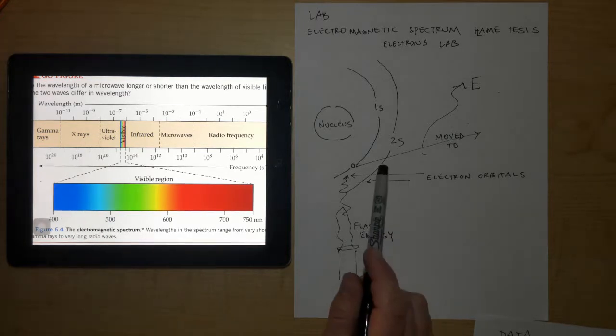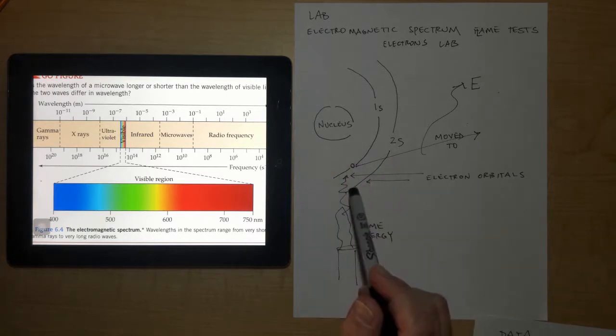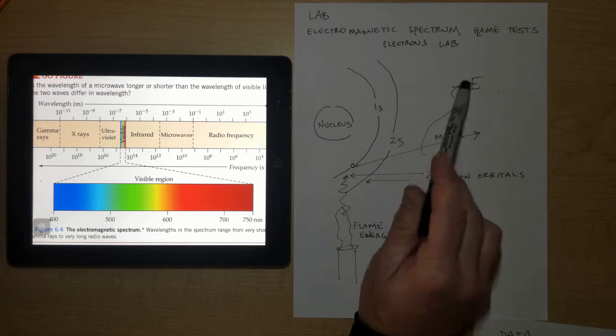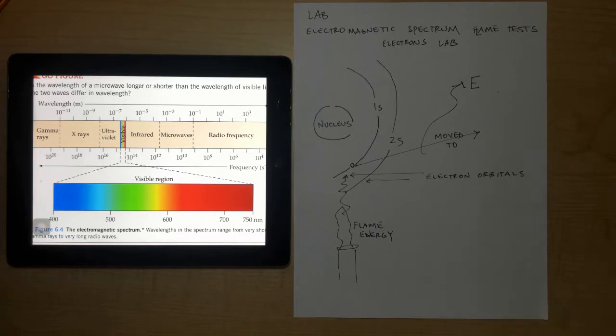The cool thing about this lab is we're going to make these electrons move and then give off energy in the visible region. This is the thing that makes fireworks work. And so when you see fireworks and you see them have different colors, red, orange, yellow, or green, or blue, it's because they added energy to different metals to make them have this type of visible energy.